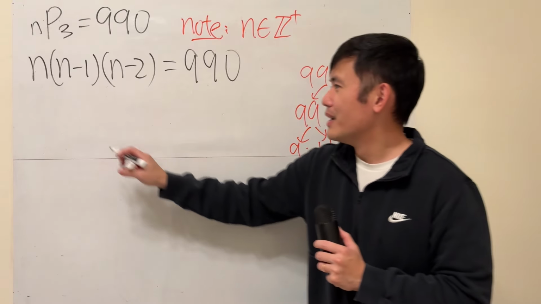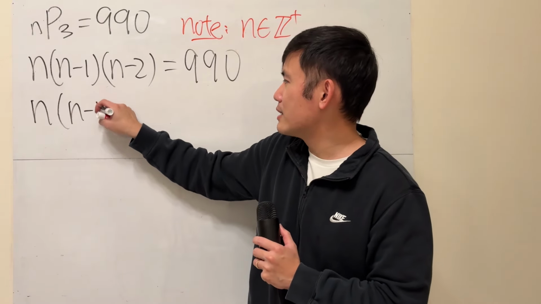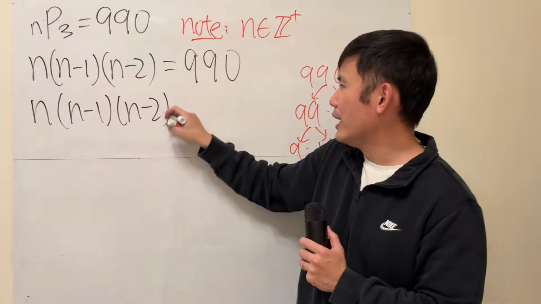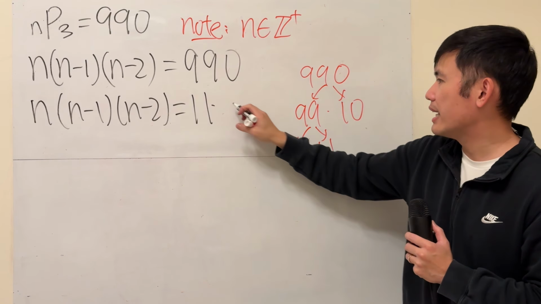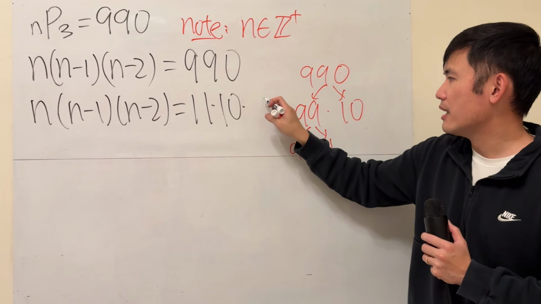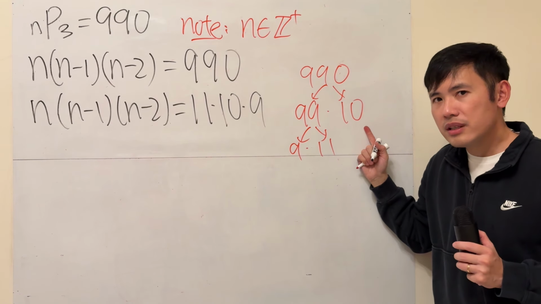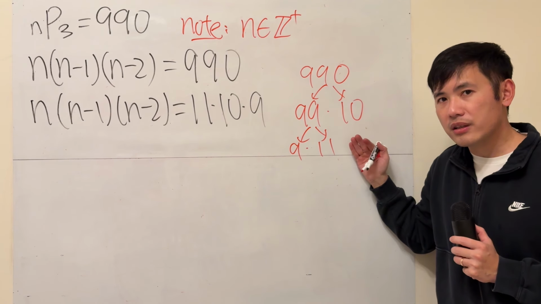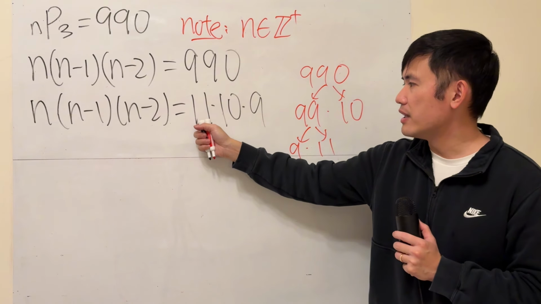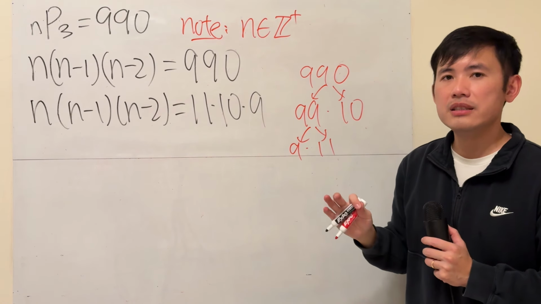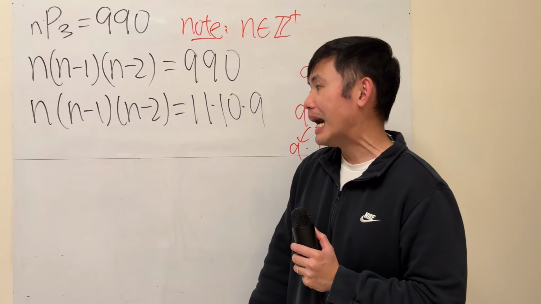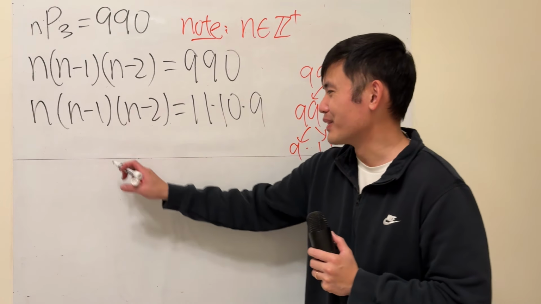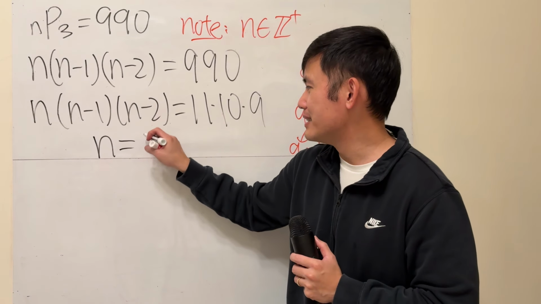Guess what? n times n minus 1 times n minus 2 equals, the biggest number is 11 times 10 times 9. I know 10 is the same as 2 times 5, but I don't want to continue because 11, 10, 9 is in a very nice order. And right here, I can say by observation, or whatever you want to call it, you can conclude that n is equal to 11.